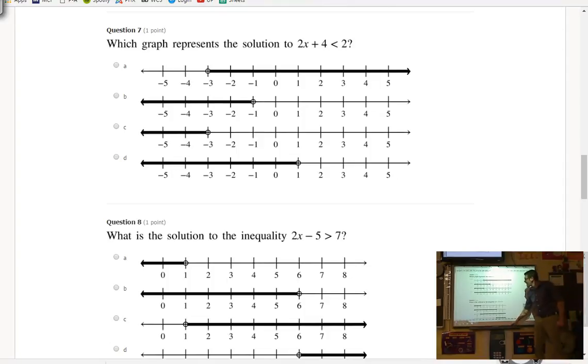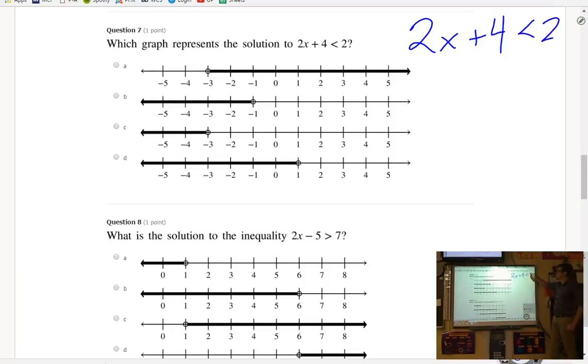I missed it. What would be the first thing we would do to the 2x plus 4 less than 2? Justin? Take away the 4 on both sides. Now, this is where people might start to have their struggle. 2 minus 4 is negative 2.